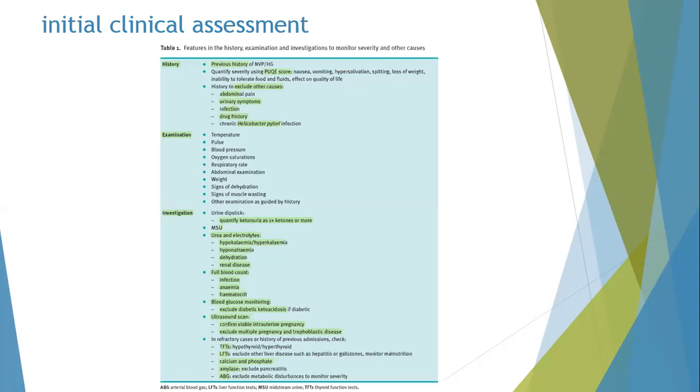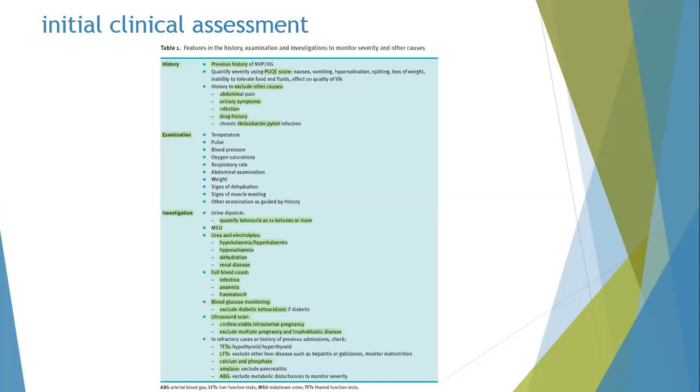Signs of muscle wasting, all these are signs of dehydration, and which is also to diagnose hyperemesis gravidarum. Other examination, whatever the history tells us, we will examine for it. Like if she has urinary symptom, okay, let's check her urinary system. If she has infection through the throat, she has a chronic infection anywhere, we should investigate and examine as well.